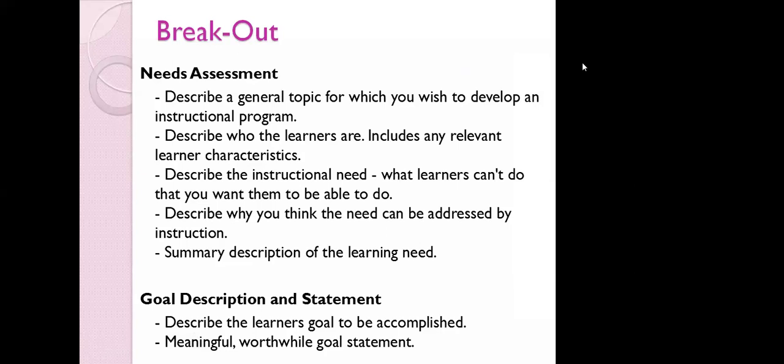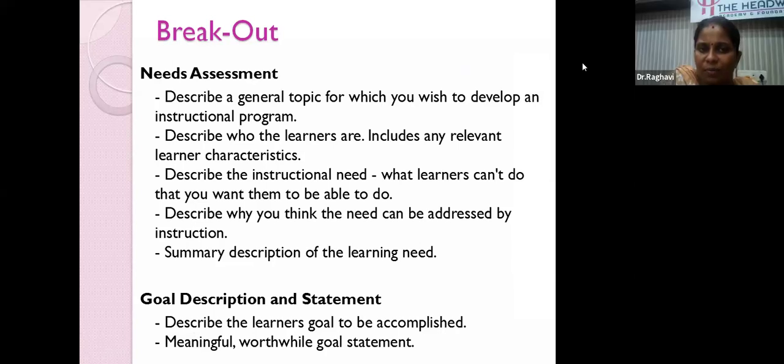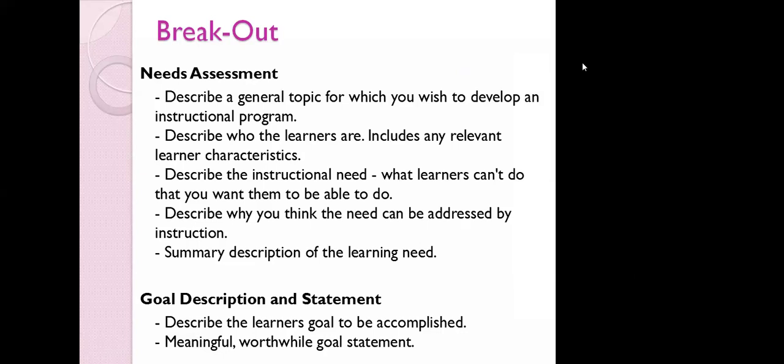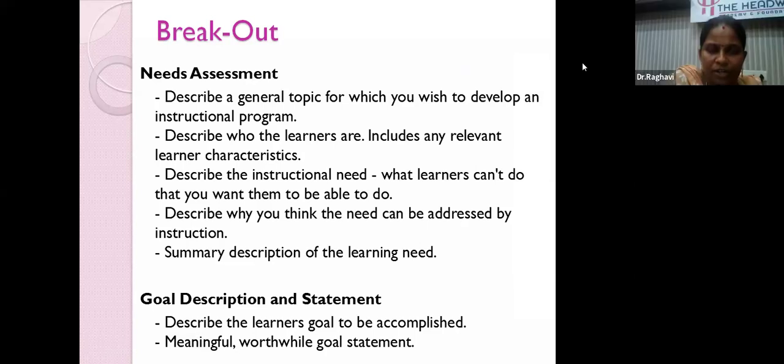Ma'am, can you please tell me one more time what we have to do exactly in a breakout room? Whatever you see on the slide is what I want. On this slide, you're trying to get a general topic for an instructional program based on a needs assessment that you have done. I want all of these points with a proper goal statement. You're going to discuss as a team, as a group activity, and present it to me. So this is the agenda.